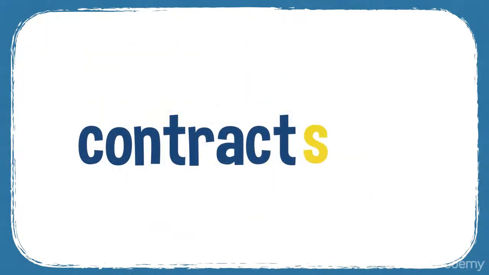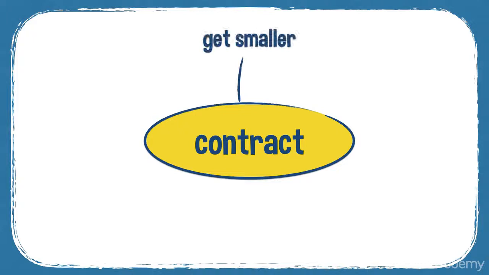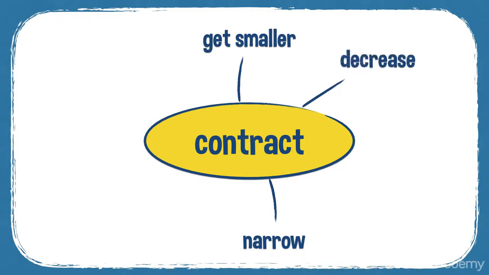And the different forms of the word: contracts, contracting, contracted. And contraction is the process. It's a noun. So some synonyms for contract: get smaller, narrow, decrease, decline, shrink. So shrink means something that gets smaller.